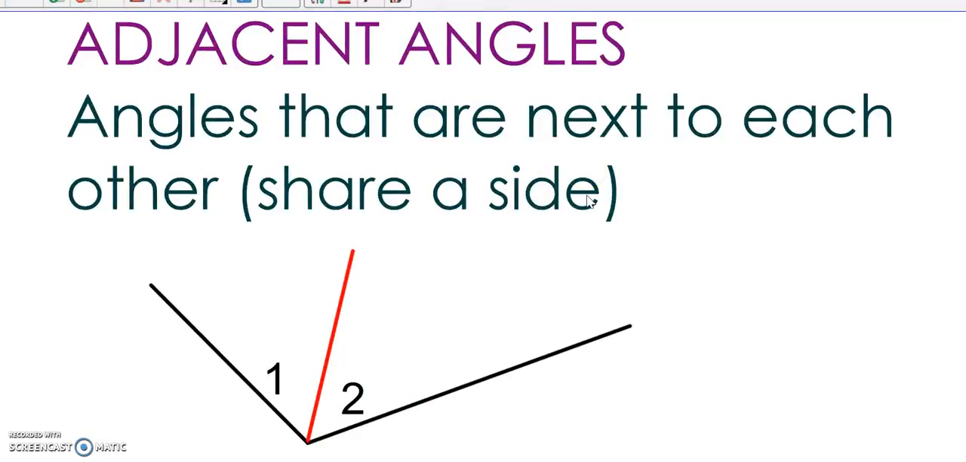All right, adjacent. This is another word that you'll see in here sometimes. It basically means next door to. They share a side. They're bumping right up next to each other. Angle 1 is adjacent to angle 2. Doesn't necessarily mean anything about their measure, but they're bumping right up into each other.